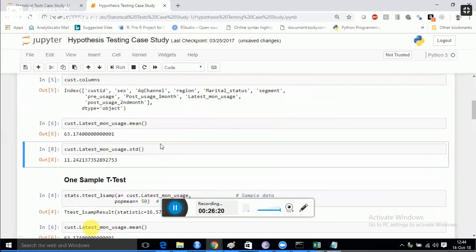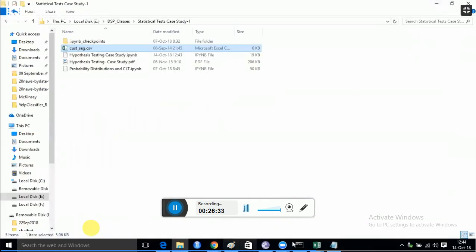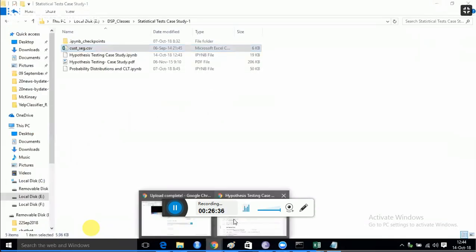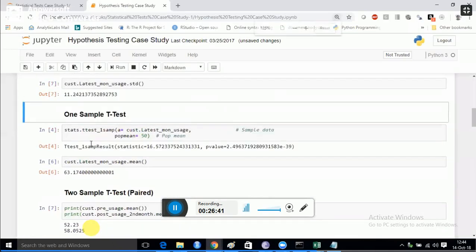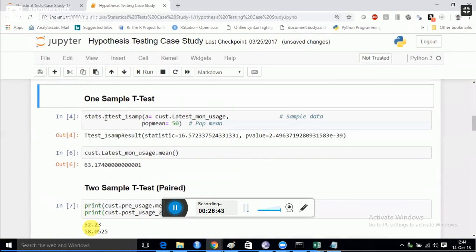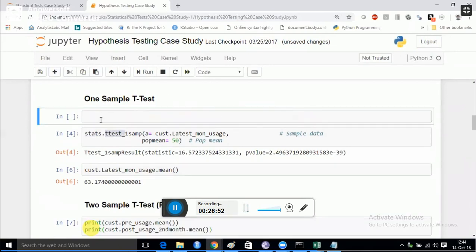So on average, at this moment, customers are spending close to 63.17 per month with a standard deviation of 11.24. Now, as we all decided, the first question is a one-sample t-test, yes or no? Yes. Please, everyone pay attention to the function that I have used here. From the stats package, the function is t-test, one samp.